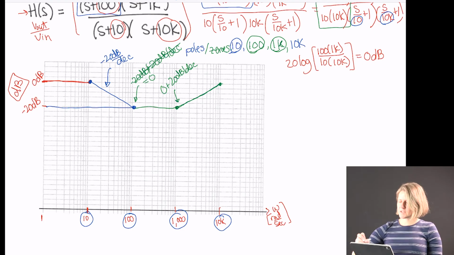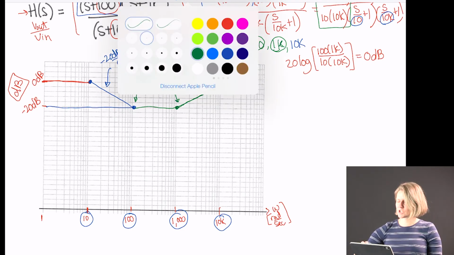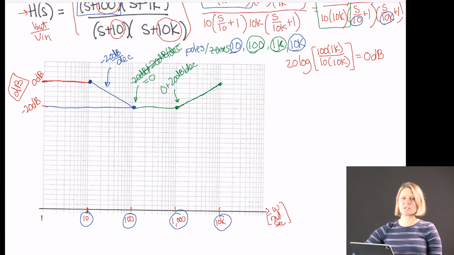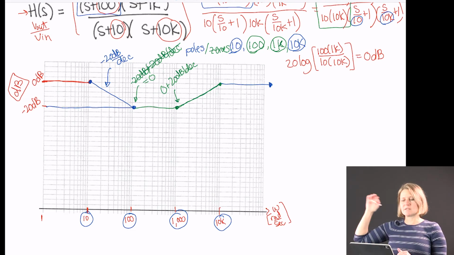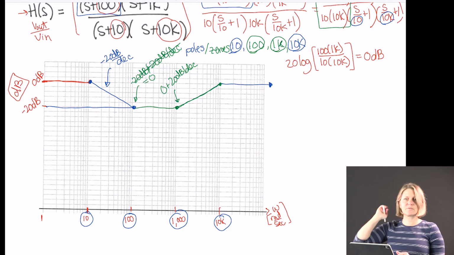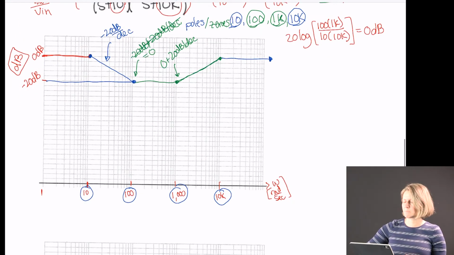And then at 10K, I'm going to have the change again of a negative 20 dB per decade. So I add those together from plus 20 to minus 20. That becomes a 0 slope again. So that will now continue on at the value of 0 dB. And that completes the graph for my magnitude plot.